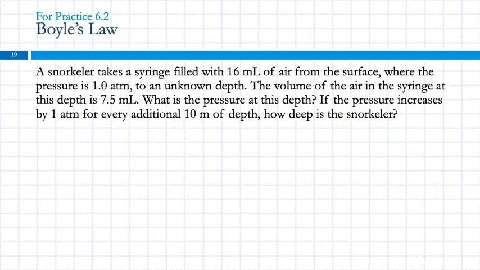So the snorkeler, I'm not even going to attempt to draw the snorkeler. But here's the surface of the water, right? A syringe filled with 16 milliliters of air from the surface. Okay, so here we are at the surface. Here is the syringe filled with air, and this must be a syringe that's closed on the end. And so there's the plunger. So this is the volume in here, that's 16 milliliters of air. And the diver goes down.